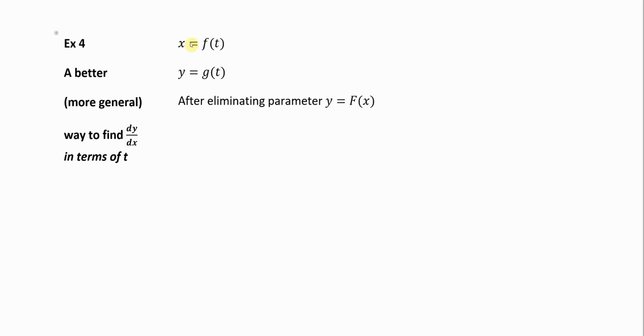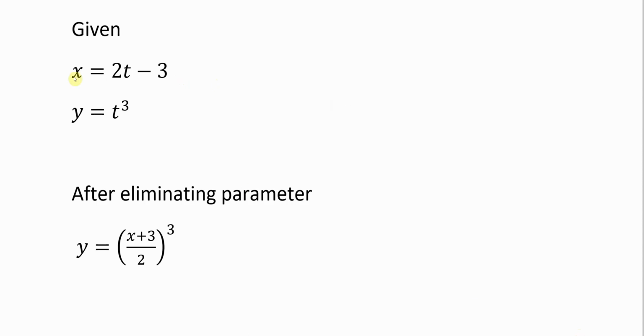We have a set of parametric equations, x in terms of t. And I'm just going to call this part generally f of t. y is equal to g of t. Okay? And maybe I can relate it to an example for you, the one that we just did in the previous video. So in this example, f of t would be 2t minus 3. g of t would be t cubed. Okay? And then after you eliminate the parameter, you get an equation y in terms of x.